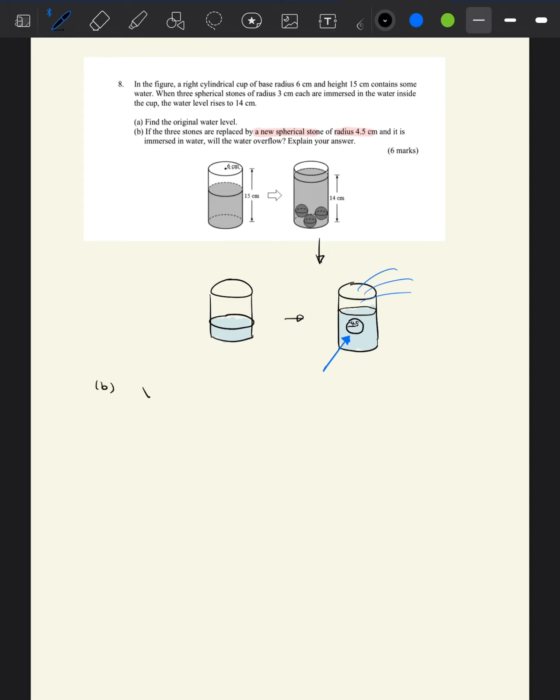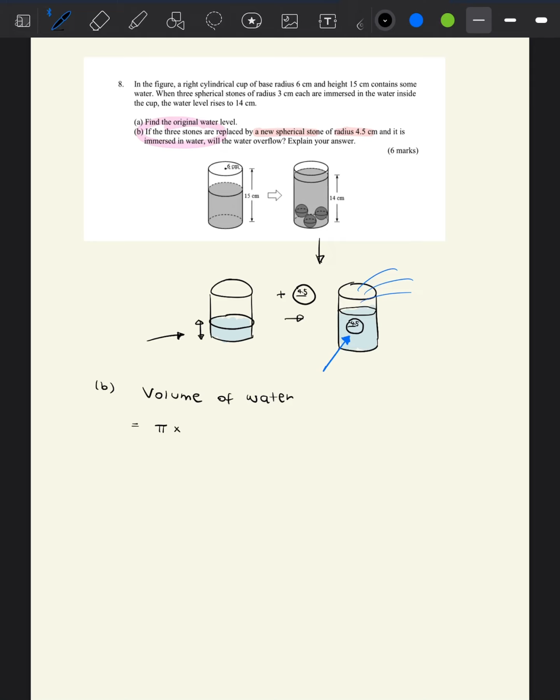So here we have to find a few things. The volume of the water. When I say the volume of the water, I mean the original water in here, because you have the original water, you add the stone of 4.5 radius, and it becomes this one on the right hand side. So how do I know the volume of the water? The only thing that has changed in this scenario is that these 3 stones become 1 spherical stone. So the amount of the original water should be the same.